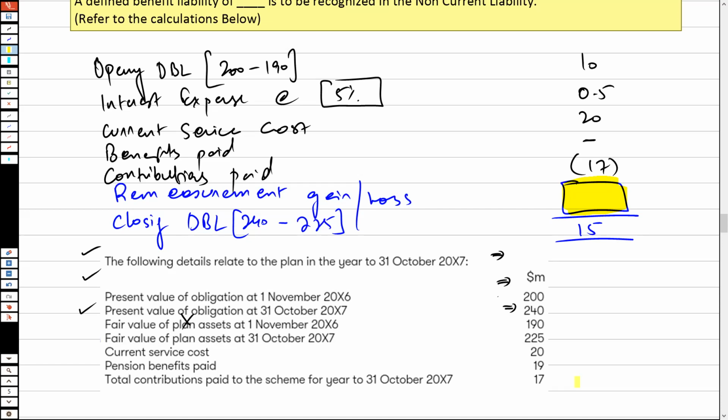Now, a lot of students actually have an issue with respect to this remeasurement gain or loss. Now, what exactly is the issue that they face? Let's try to understand that. The students face an issue that they don't understand whether it's a positive figure or a negative figure, how should we react? See, it's 10 plus 0.5 plus 20 minus 17. How much is it going to be? 30.5 minus 17.